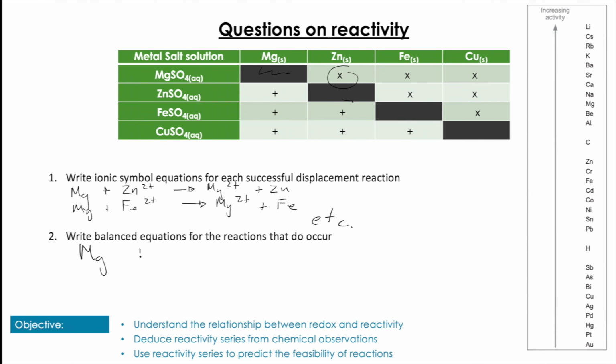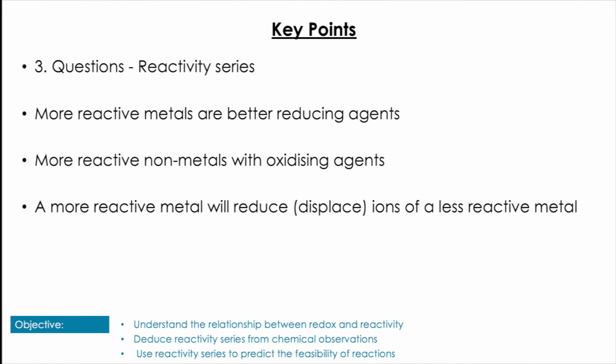Next, writing some balanced equations. So this is also very simple, just the same thing as above, but we're including the sulfate ion to give a full balanced equation. So we'll have magnesium plus zinc sulfate goes to magnesium sulfate plus zinc. Now, you just do that again, very similar for all of the different ones.